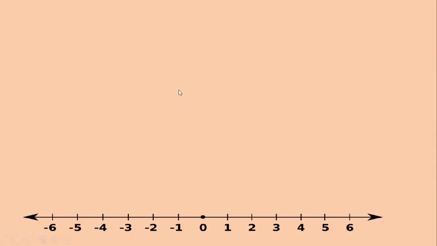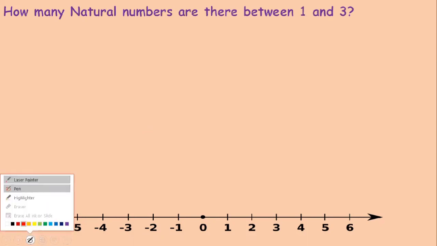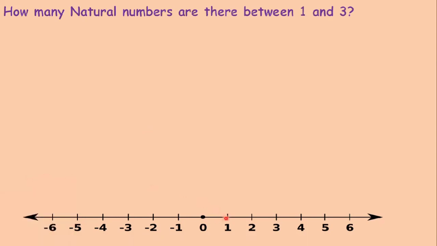Now, answer these questions. How many natural numbers are there between 1 and 3? We can say definitely there is only one, that is 2. There is only one natural number and it is 2.